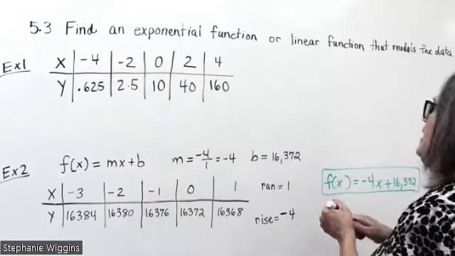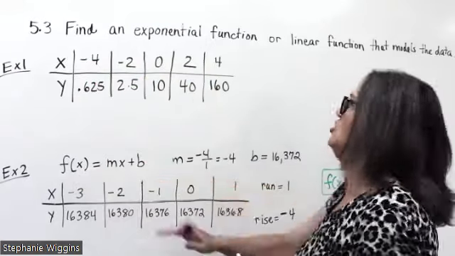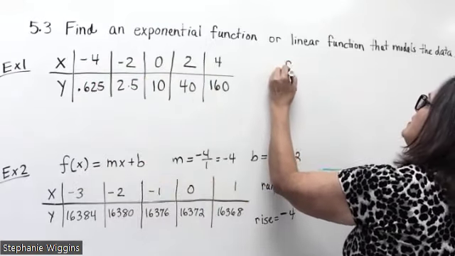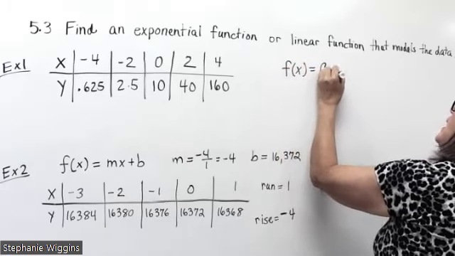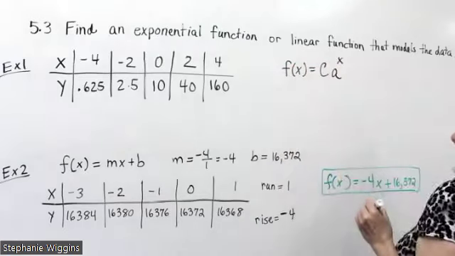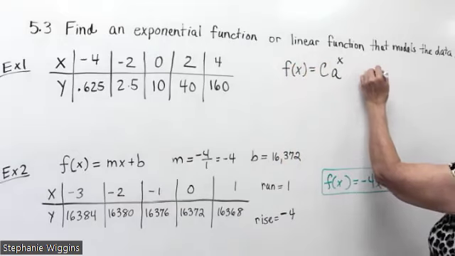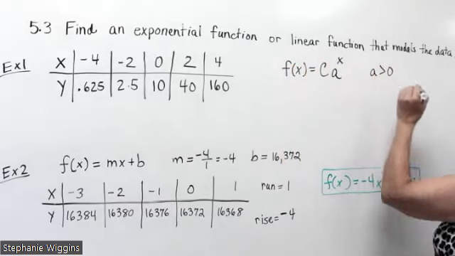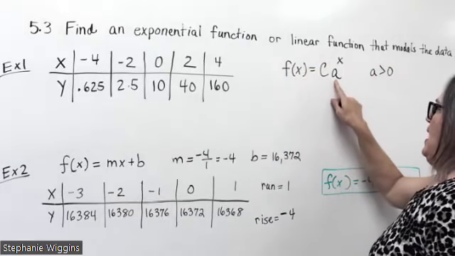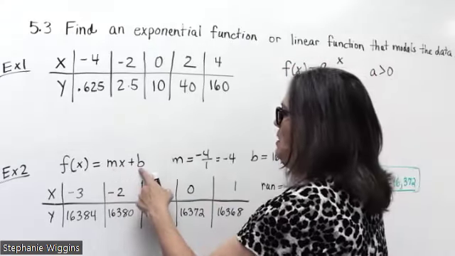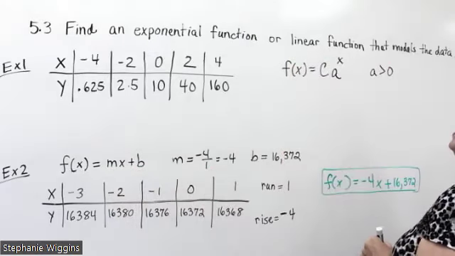And remember, an exponential function, just like a linear function, has a general form: f of x equals c a to the power of x. This is an exponential function because the variable is in the exponent, and we require that a is greater than 0. Now, we need to just find c and a. Just like we found m and b for our linear model, we're finding c and a for our exponential.